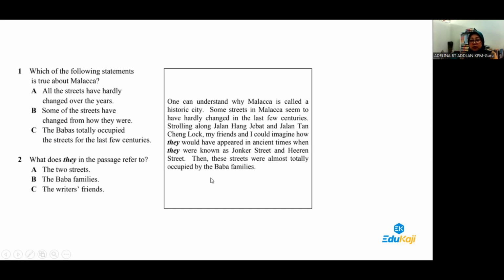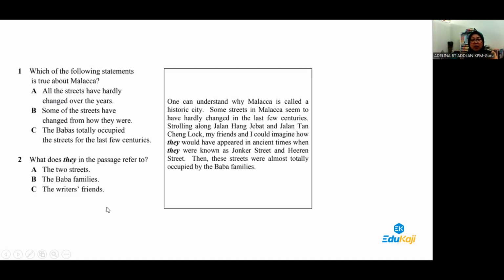Can we still see Baba and Nyonya families here in Malacca until now? Yeah, so definitely C is not the answer. So it's either A or B. Because the answers are quite similar to one another, I leave it to you. What do you think would be the answer?